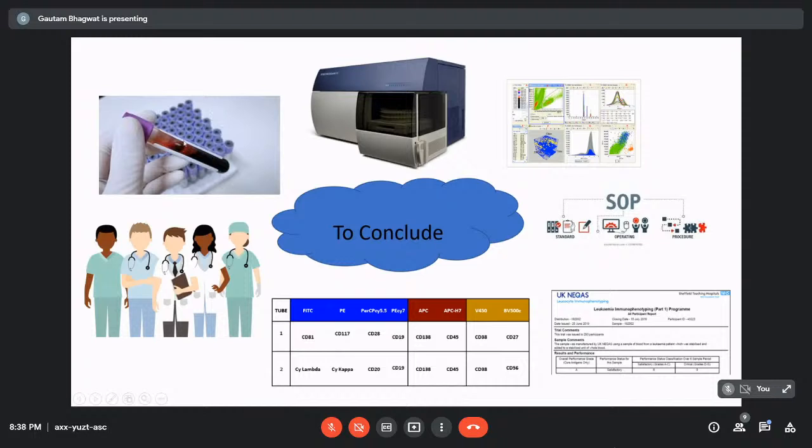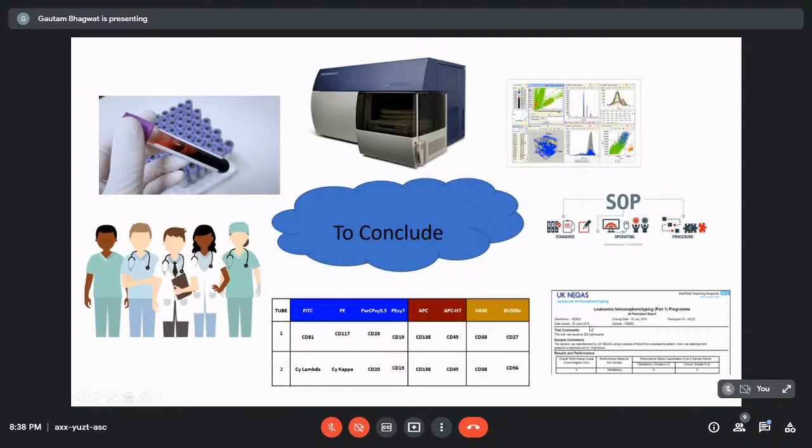You have to check the sample integrity. Your machine should be working fine with all the quality controls in place. You must have the best software available. You must have a standard operating procedure for each and every step. Panels must be designed in an optimal way to give the best from the least.